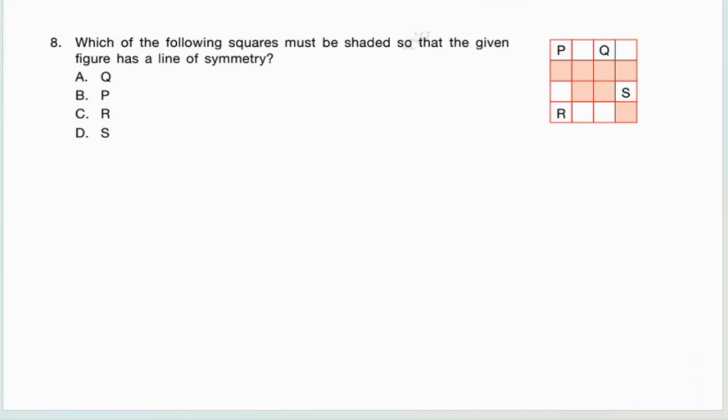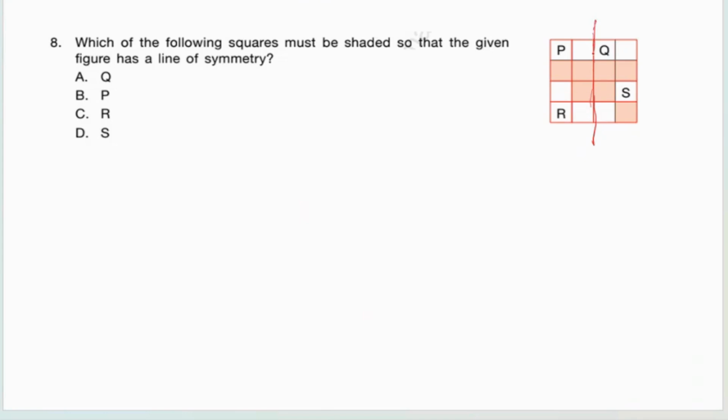Which of the following squares must be shaded so that the given figure has a line of symmetry? Okay, so whenever this type of question comes up, generally we will start by looking. I can directly see that there should be a vertical line of symmetry. You can check vertically, horizontally, and diagonally as well.